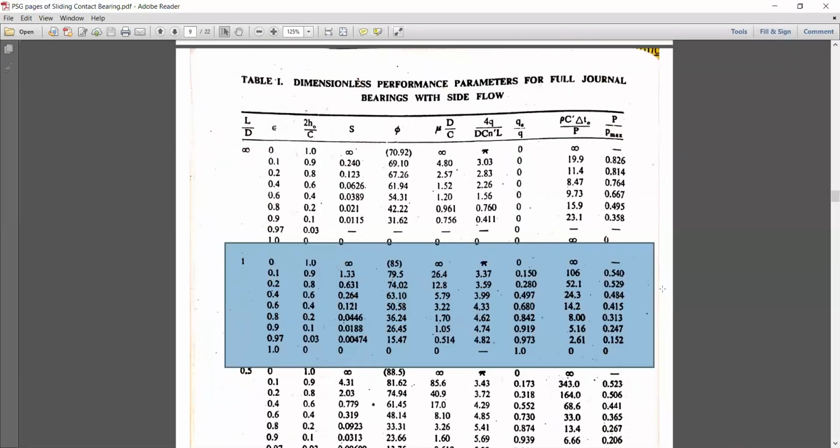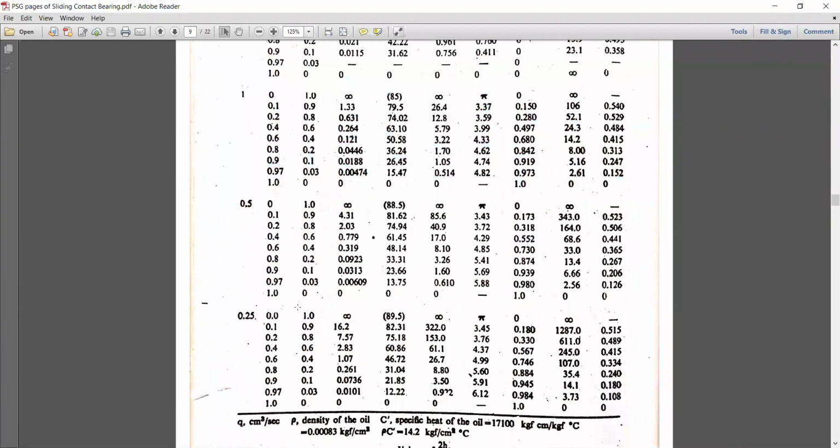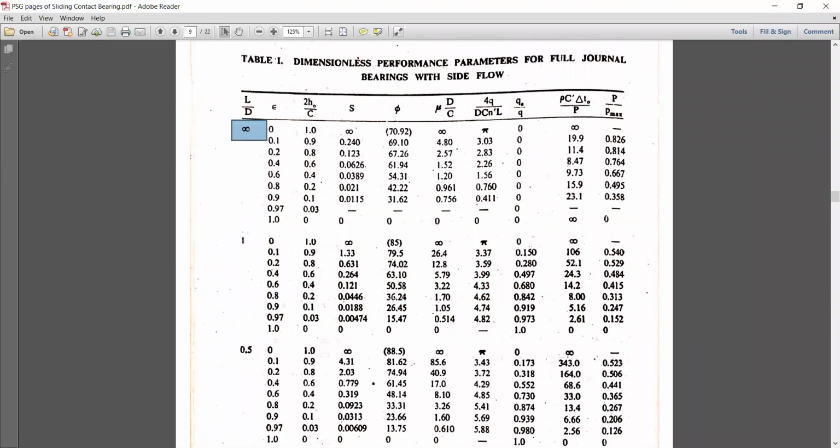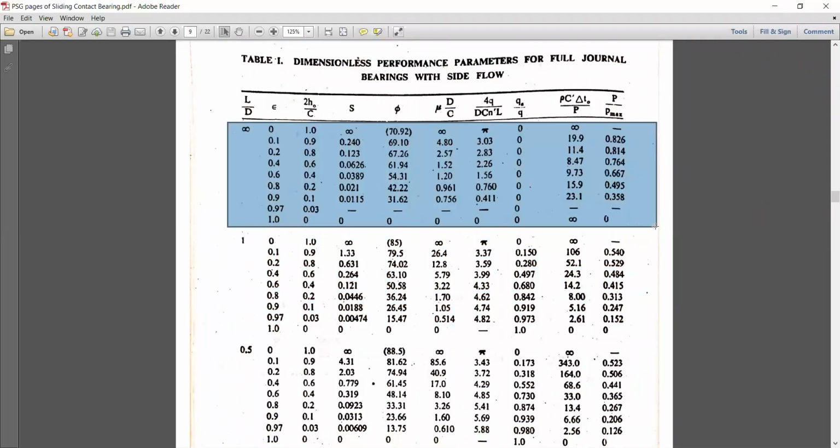They have provided the value of L by D ratio for 0.25, 0.5, then 1 and infinity. Now, in this condition, L by D ratio is equal to 1.6, which lies in this category. So that is the infinity category. Whenever you are using L by D ratio greater than 1, the values lie in this category.